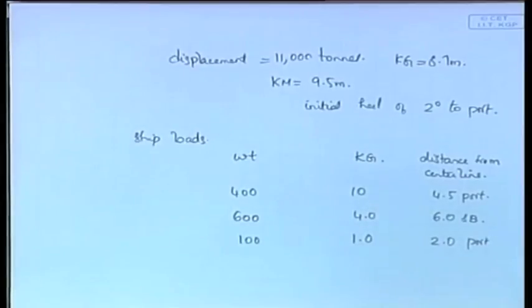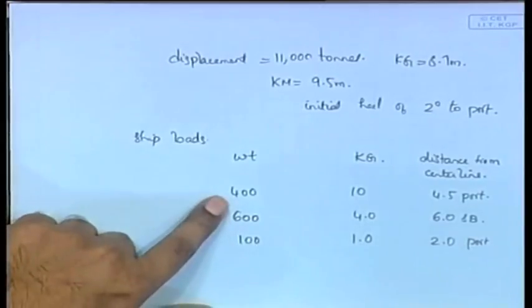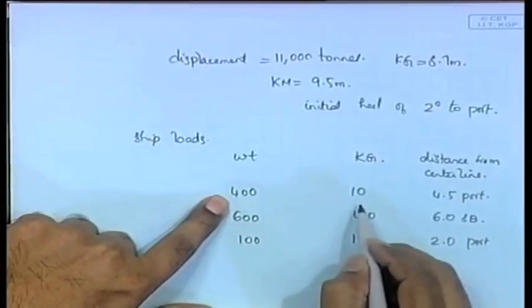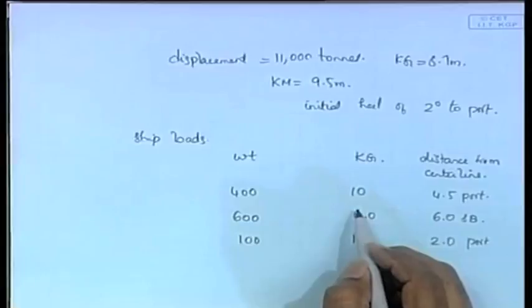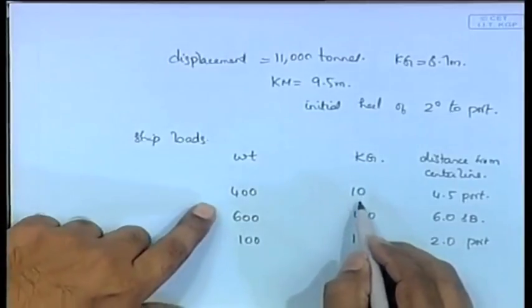Okay. Now, you are given a couple of details. What do each of these mean? First of all, you are told that the ship is loading first 400 tons, loaded at a KG of 10, that means the KG of that load is given to be 10 meters.